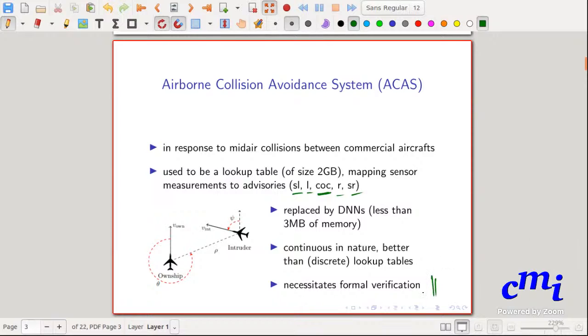This work appeared at CAV 2017. CAV is a reputed conference in the field of formal verification. It is a very reputed conference, and 2017 is when this had appeared.